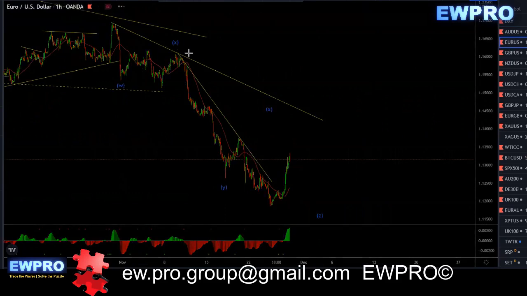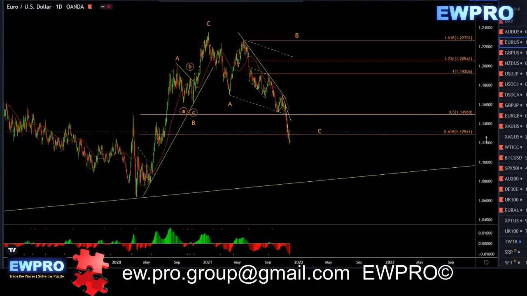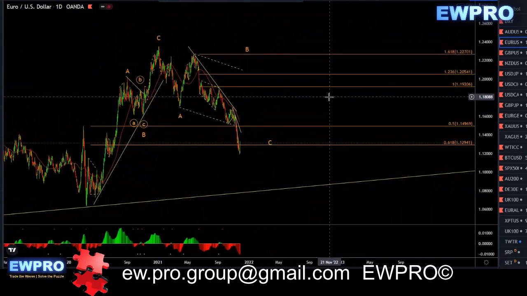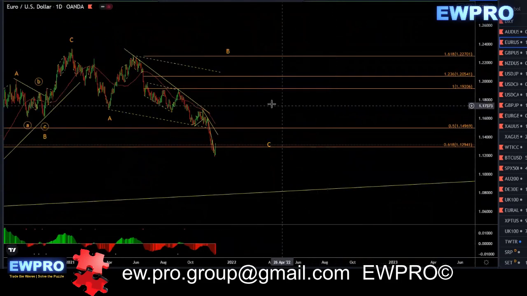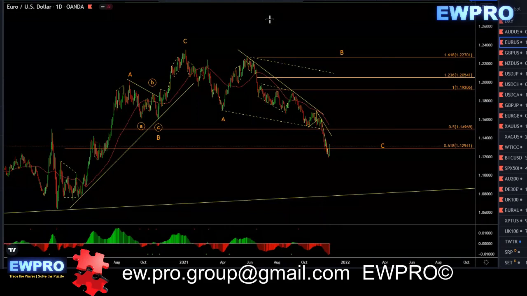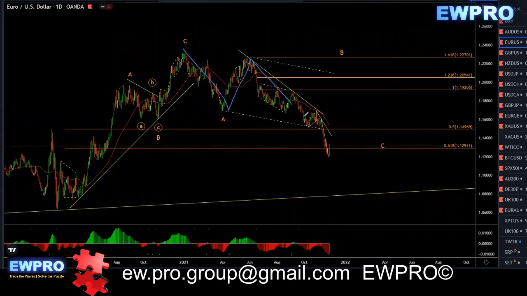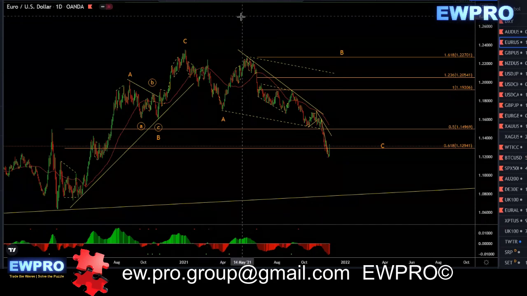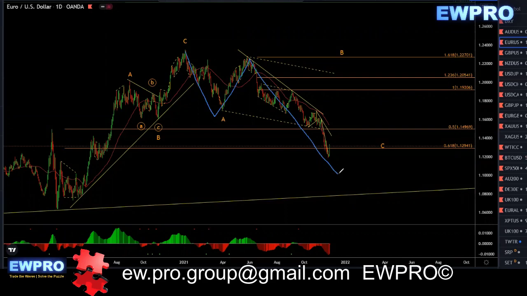Looking at the EU, this one was a little bit more confusing because on the daily, I was looking for that A, B, C, and then give us that C down. So an A, B, C in here as a running or expanding flat. We never got that move up here. Instead, it's just kept on going. So it's very similar to DXY. So we got a WXY, so we'd be looking for an X2 and then a Z down.